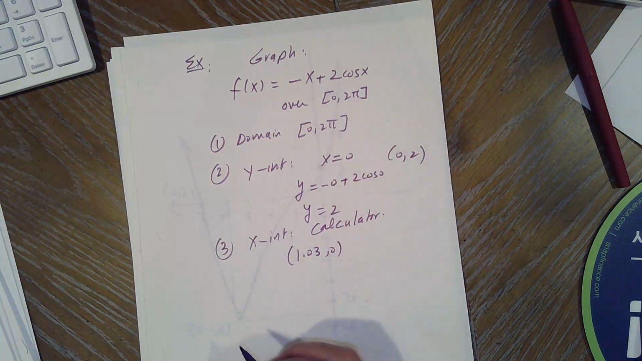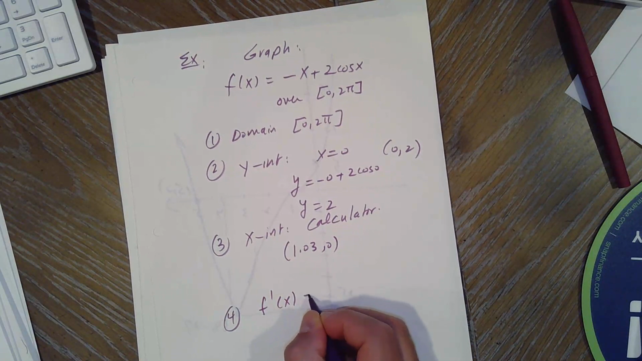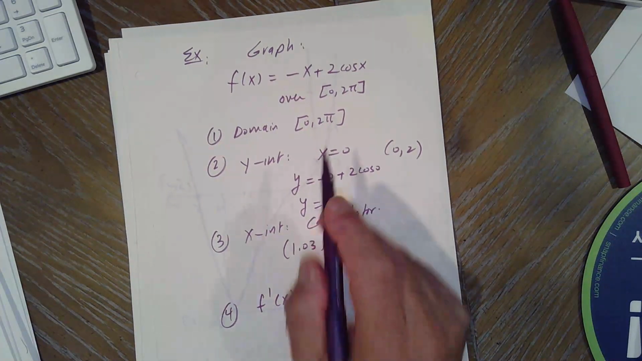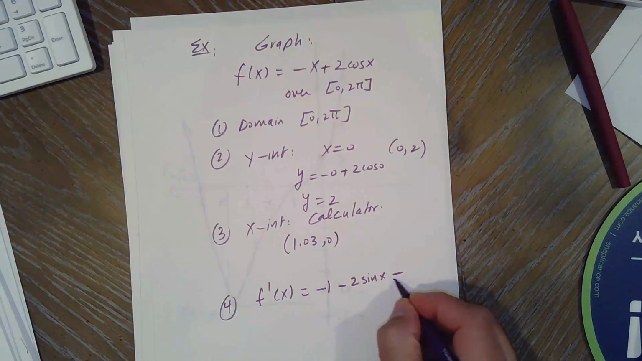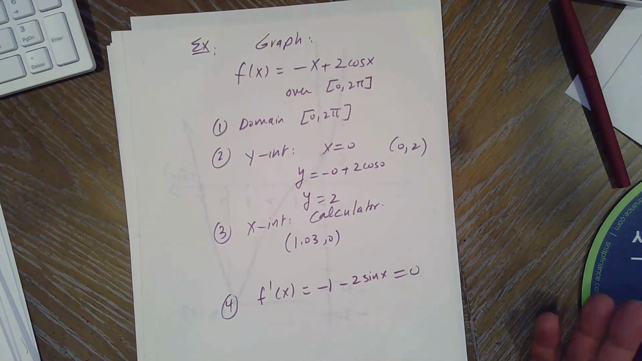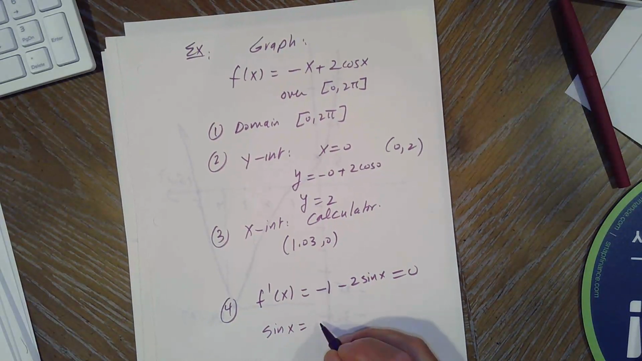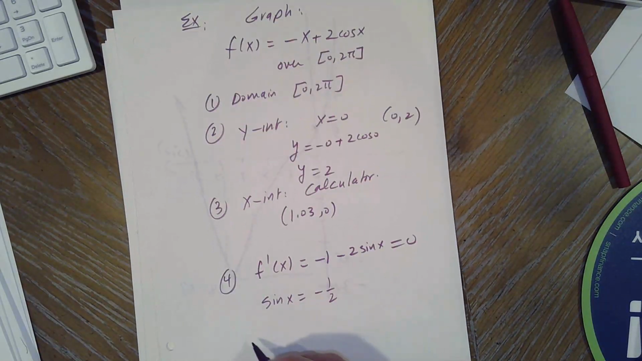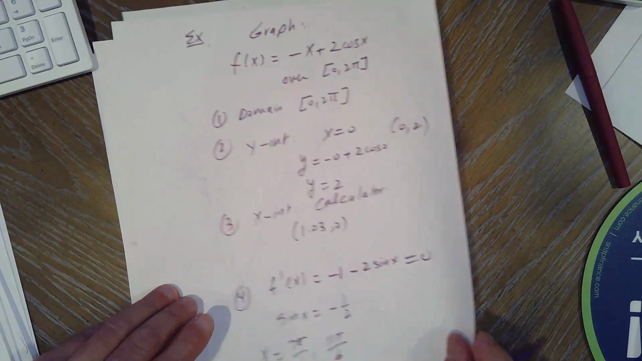It's cosine, and then the critical values. So we find the first derivative. Derivative of x is negative 1. Derivative of 2 cosine x is minus 2 sine x equals 0 or undefined, but it's not undefined. It is a sine curve, so sine x equals negative 1/2. So if you look at the unit circle, it's at 7 pi over 6 and 11 pi over 6. Those are the critical values.